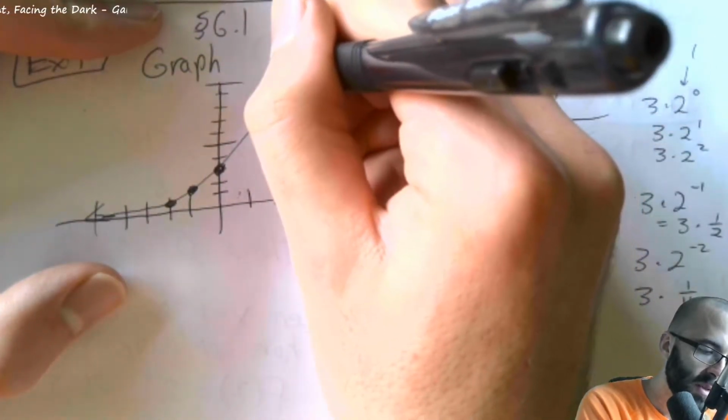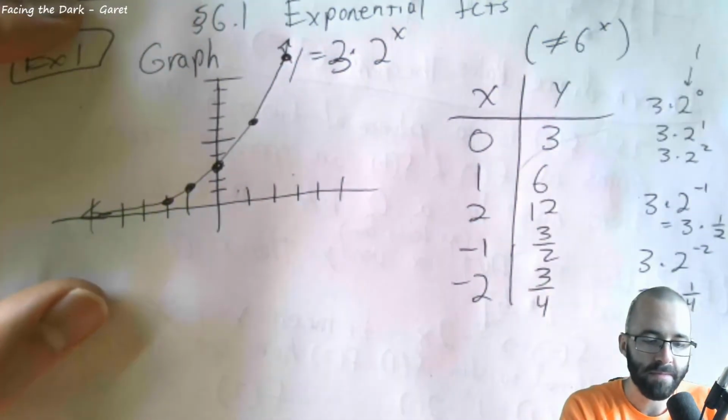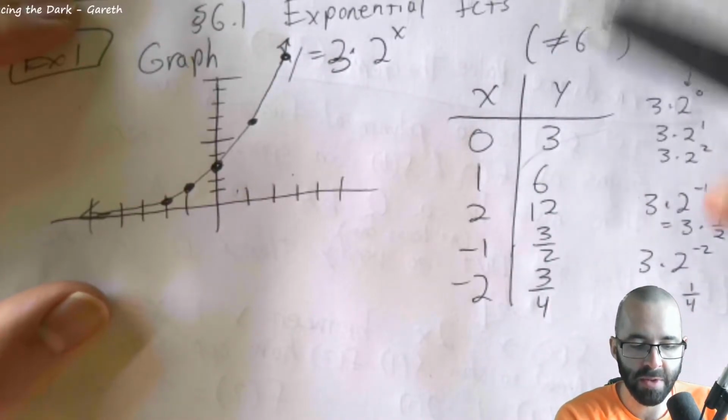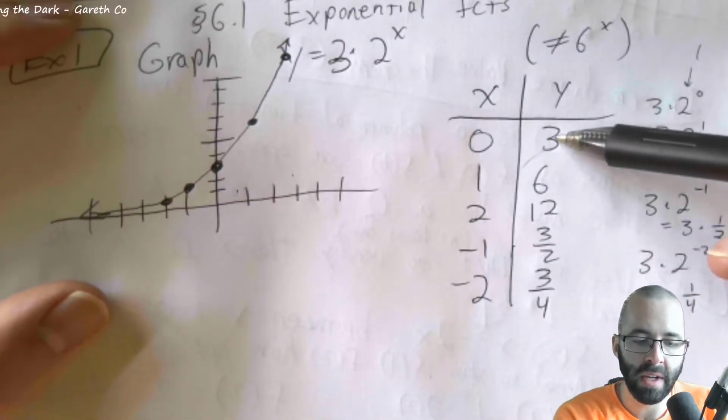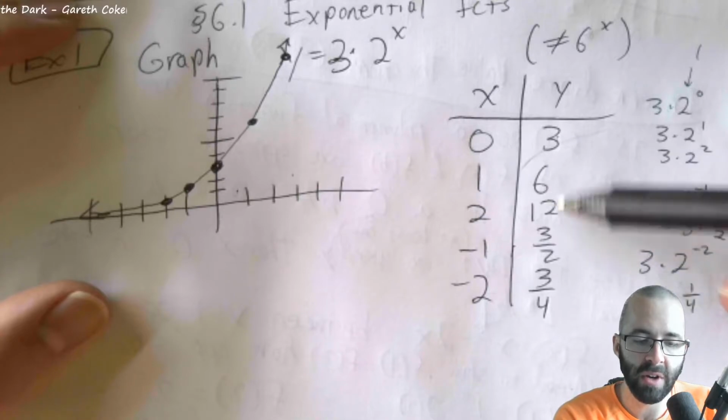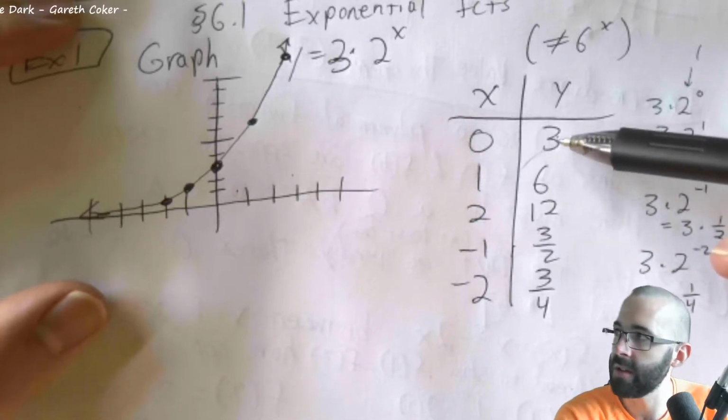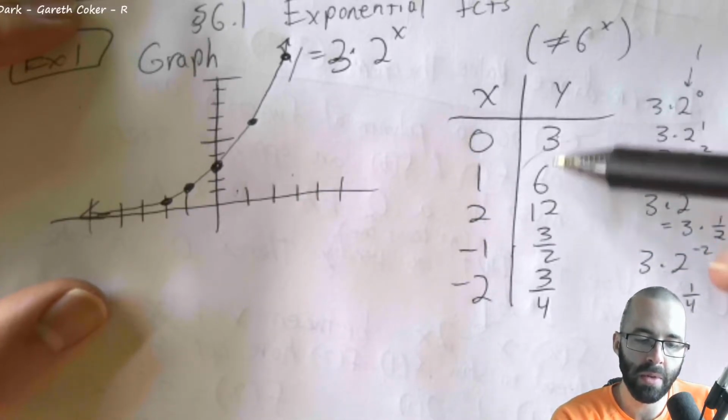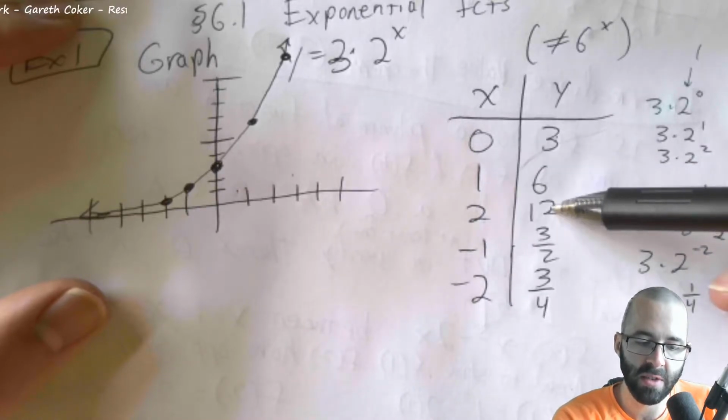All right. We get this exponential shape right here. And look what's happening to all these numbers, right? At 0, we're at 3. And then we go to 6, and then we go to 12. What's happening? All these numbers are getting doubled, right? We double 3 to get 6, double 6 to get 12.